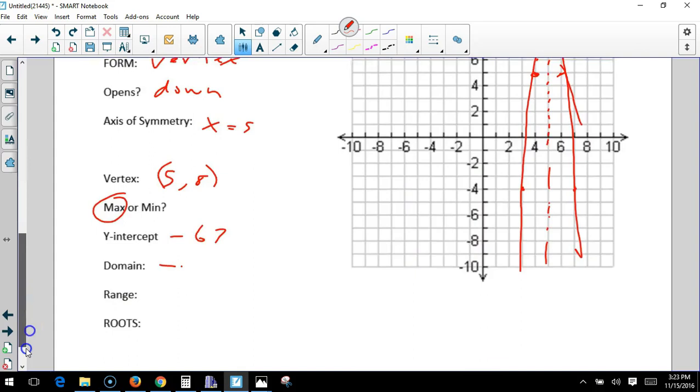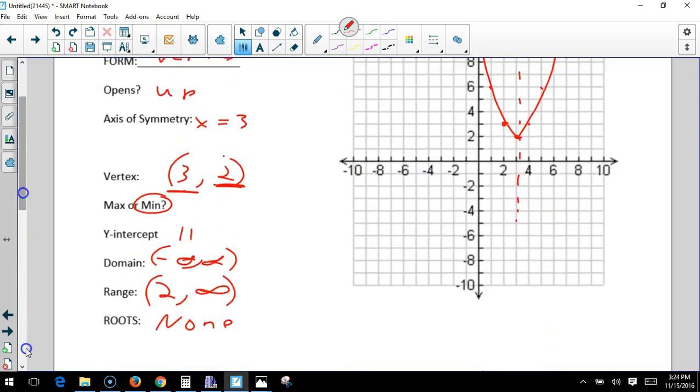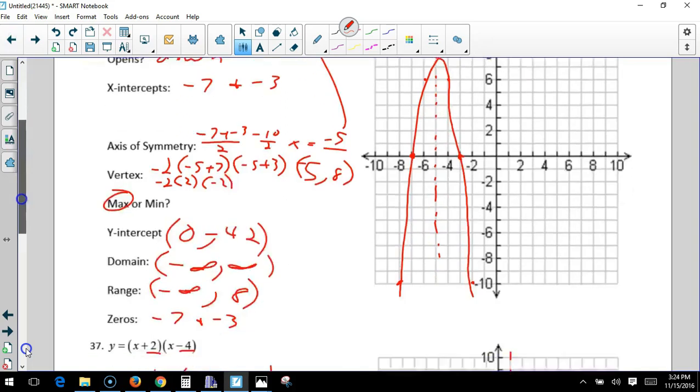The domain, again, negative infinity to positive infinity. The range, how low does it go? Negative infinity. How high? Right there, 8. Oops, these should be inclusive. I haven't been doing that, have I? I'm so sorry. Inclusive. Somebody's probably yelling at me.